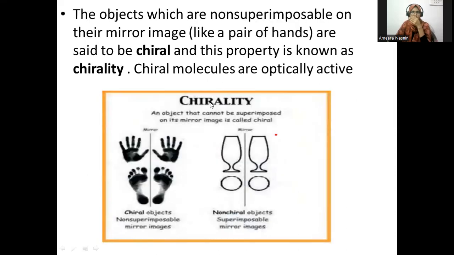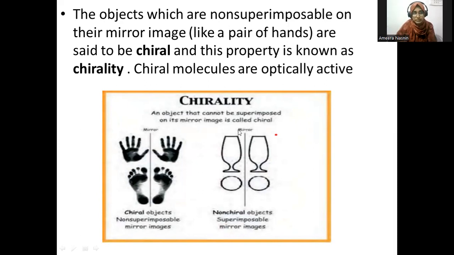The objects which are non-superimposable on their mirror images are like a pair of hands. If we put our hands like this, it's superimposable. But if we place our hands like this and move them in the same plane, they will not superimpose over one another. My thumb of the lower hand comes here, and for this hand, the thumb is here. It is not superimposable.